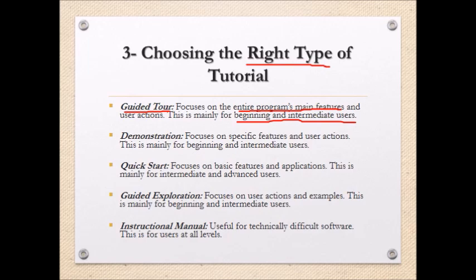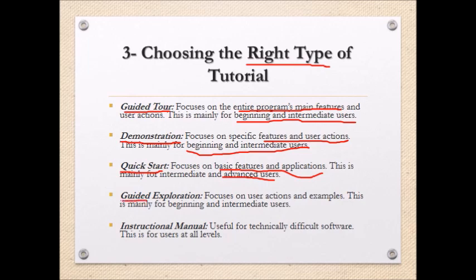The second type is demonstration. Demonstration focuses on specific features and user actions. Usually the people who are interested are the beginning and intermediate users. Type number 3 is quick start. The quick start focuses on basic features and application. This is mainly for intermediate and advanced users. Usually advanced users use quick start to jump right into a program and start working with it.